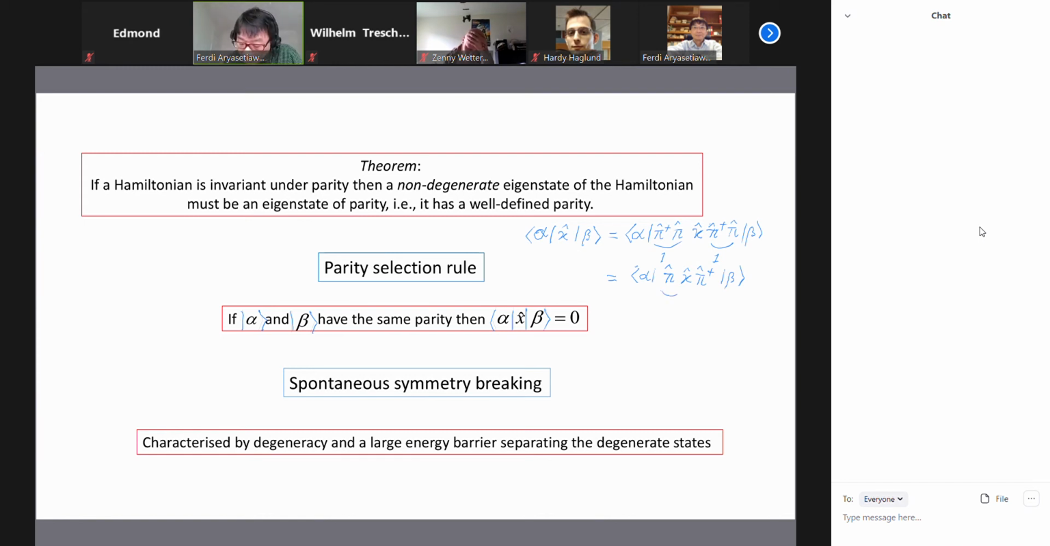But this is minus x. So then this cannot be true unless the matrix element is 0. So that proves the theorem.